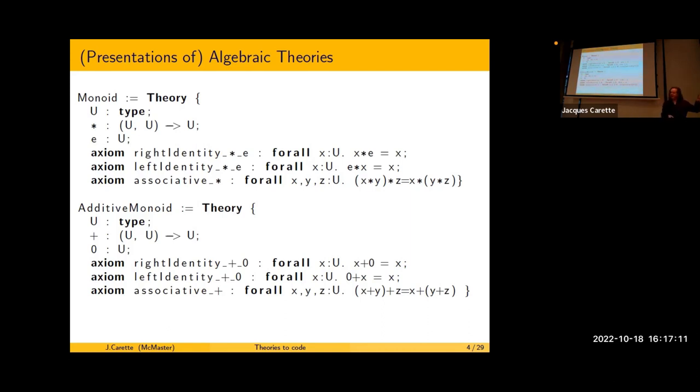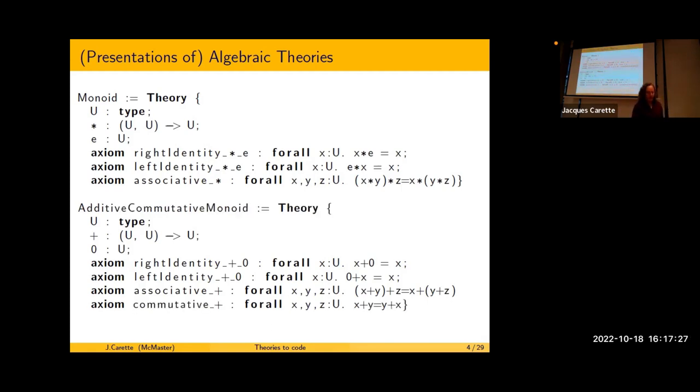Even in programming languages, we find this. In Haskell, there's monoid and additive monoid, because renaming is not an operation on signatures, theories, type classes. I don't care what you call them, they're all the same thing. And then, of course, an additive commutative monoid, I've repeated myself yet one more time.